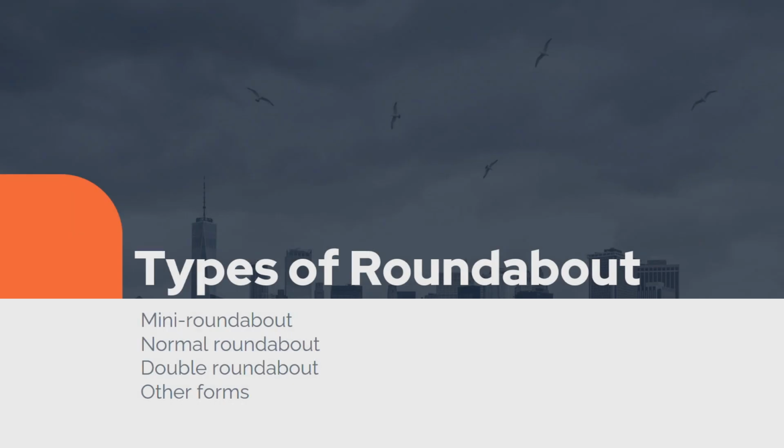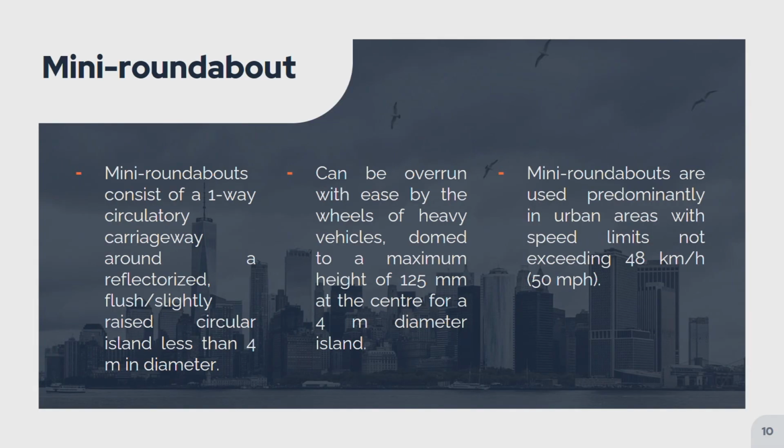So, types of roundabouts. We have four types of roundabouts: the mini roundabout, normal roundabout, double roundabout, and other forms. The mini roundabout consists of a one-way circulatory carriageway around a reflectorized, flush, or slightly raised circular island less than 4 meters in diameter. It can be overrun with ease by wheels of heavy vehicles, domed to a maximum height of 125 mm at the center for a 4-meter diameter island. Mini roundabouts are also used predominantly in urban areas with speed limits not exceeding 48 km per hour or 30 miles per hour.